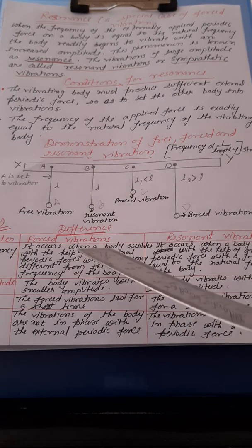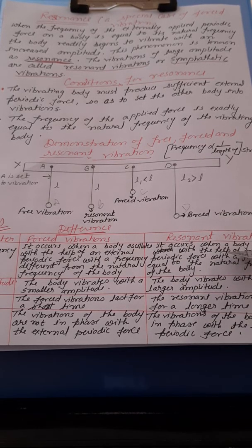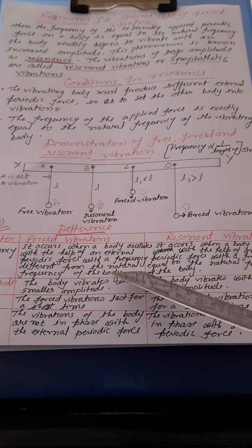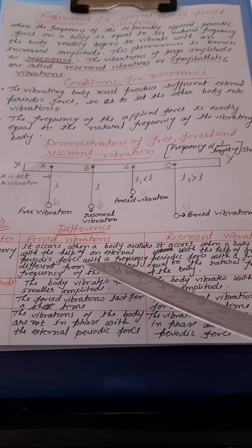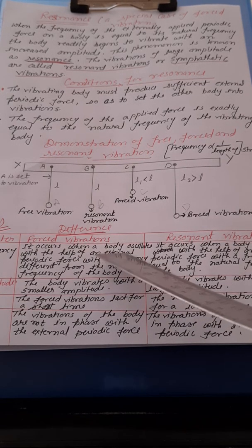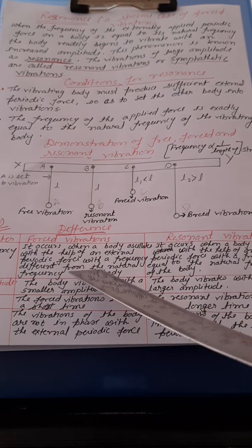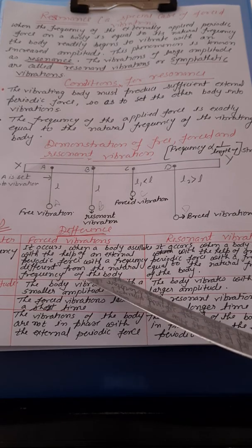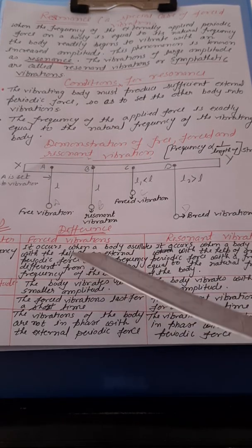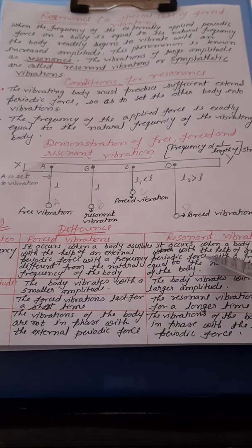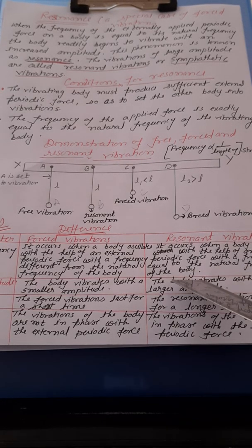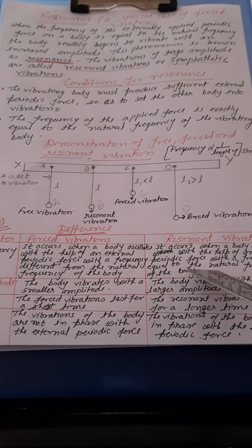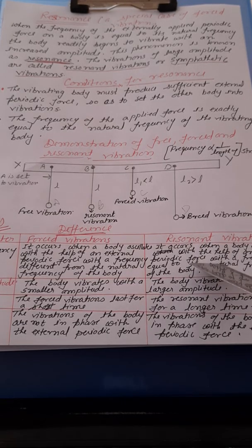Now, the difference between forced vibration and resonant vibration, students. First, you can talk about frequency. In forced vibration, a body oscillates with the help of an external periodic force with a frequency different from the natural frequency. Here the frequency will not be the same. But in case of resonance, a body oscillates with the help of an external periodic force with a frequency equal to the natural frequency of the body. So this is the first point regarding frequency.